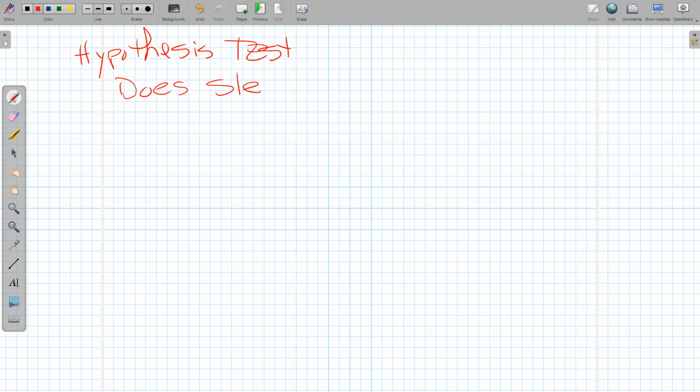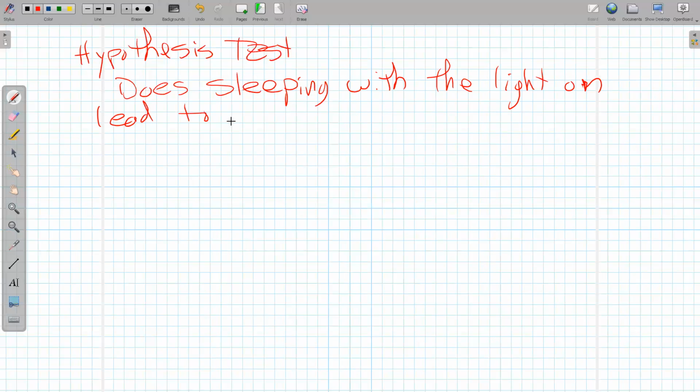Does sleeping with the light on lead to weight gain? Or to more weight gain, I guess. And so the option is the light's on or off, right? So this is a little more complicated because we have to consider the difference in gain between having the light on and not having the light on.